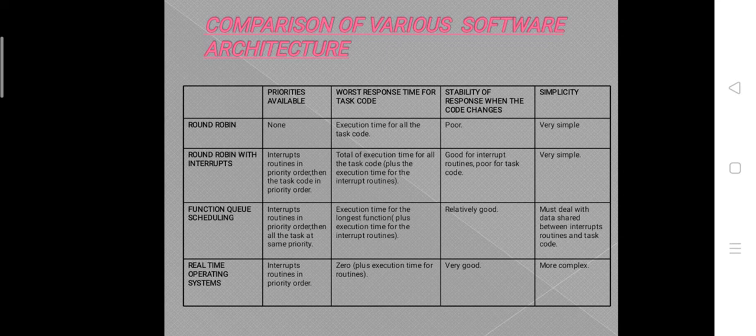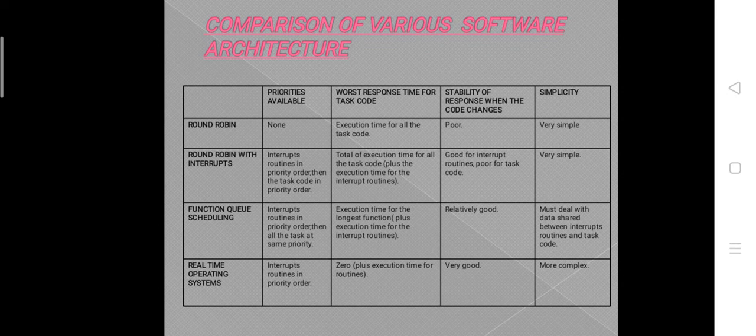Next is round robin with interrupts. Priorities are available. So interrupt routines in priority order, then the task code in priority order. So that means priorities are available with round robin with interrupts. Then worst response time: total execution time for all the task code plus execution time for the interrupt routines. Next is stability. Stability of this round robin with interrupts is good for interrupt routines, poor for task code, and it is again quite simple in use.